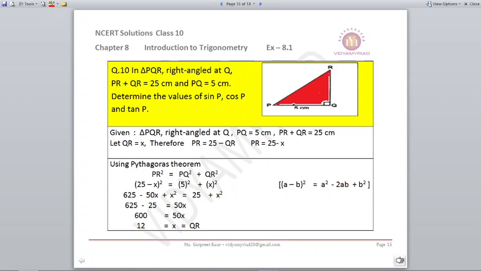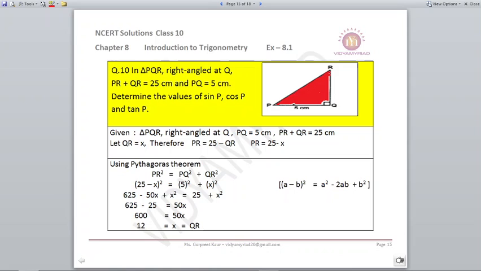Question number 10. In triangle PQR, right angled at Q, PR plus QR is equal to 25 and PQ is given as 5 cm. Determine the values of sin P, cos P and tan P. Now here, if you look at the triangle, PQ we know is 5 centimeters. Another thing given is PR plus QR is equal to 25.